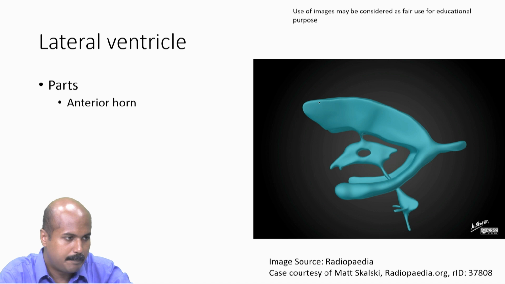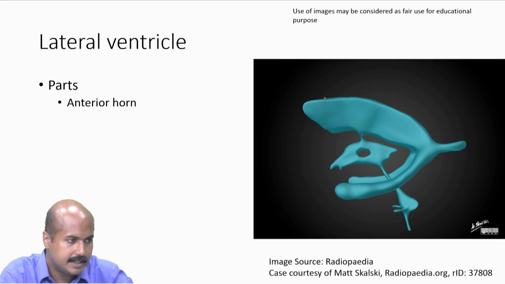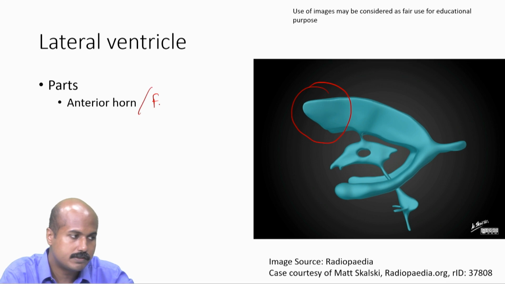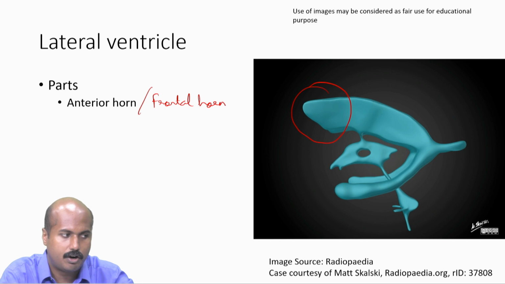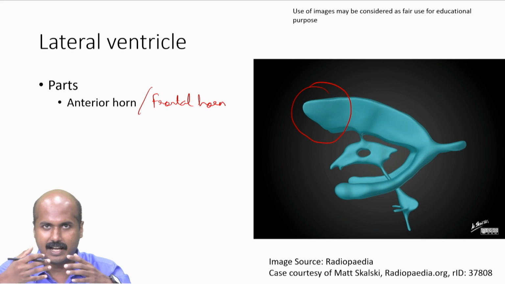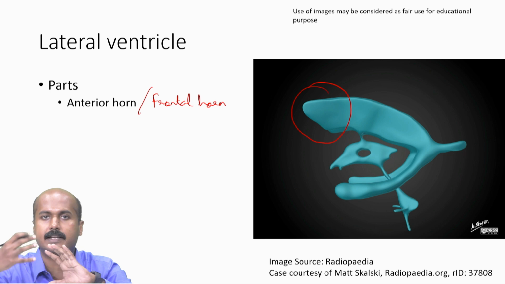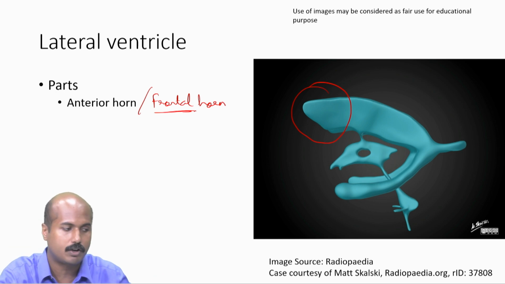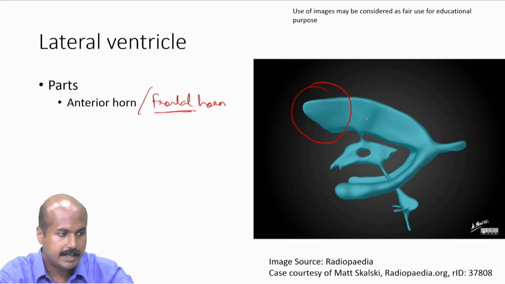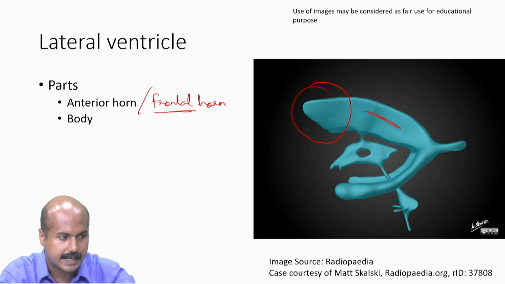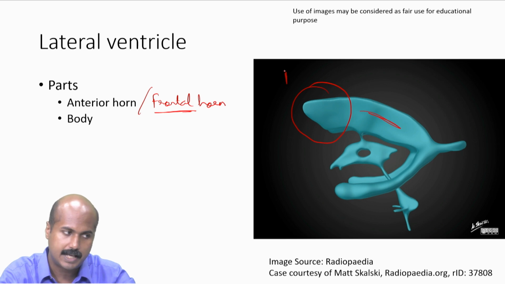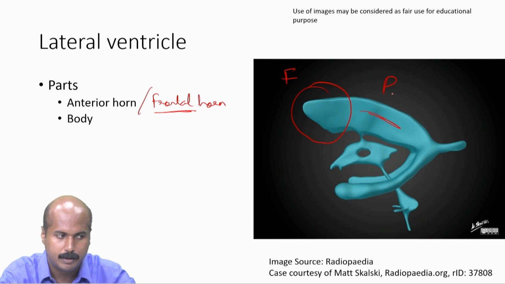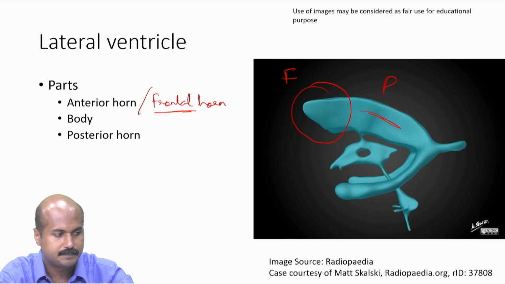Okay, the parts are, this is the anterior horn. Anterior horn is also called the frontal horn. The reason is that the anterior horn is anterior and it is located in the frontal lobe. It is extending into the frontal lobe, so you can also call it the frontal horn. Then the anterior horn continues on to this segment. This segment is called the body. The body is actually located in the parietal lobe. The anterior horn, I told you, is in the frontal lobe. The body is located in the parietal lobe.